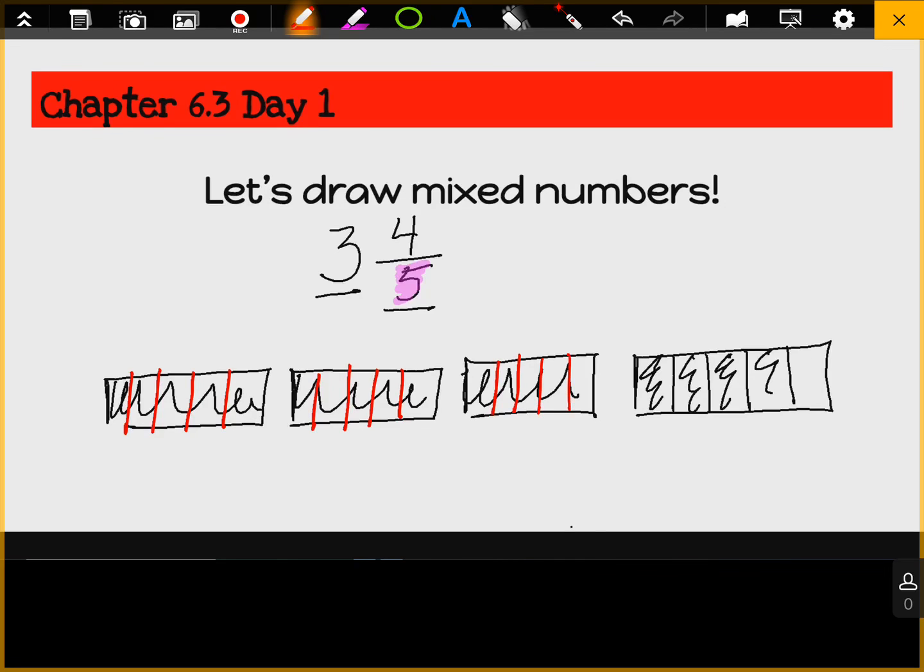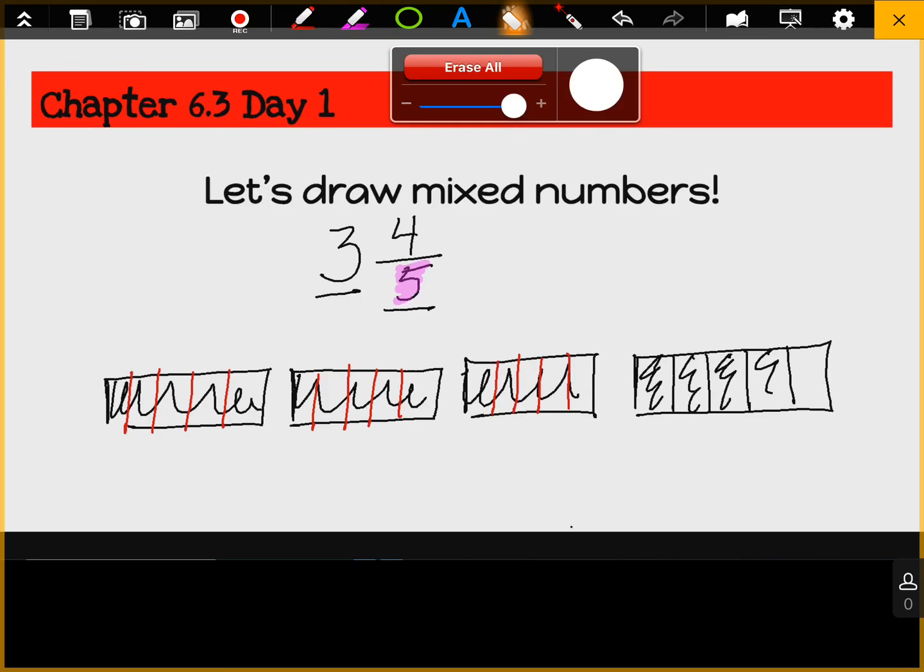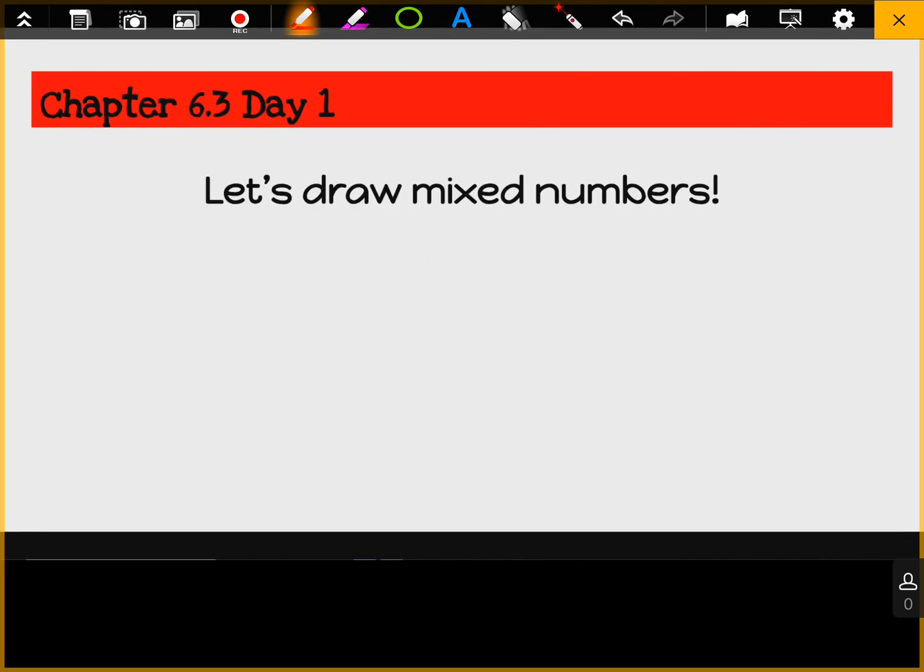Understanding the relationship between the whole number and the fraction part is going to come in handy as we work with mixed numbers throughout this week. Again, our goal today is to be able to draw mixed numbers and to be able to identify them.